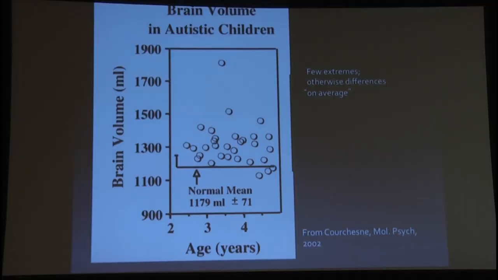Okay. This is a brain size picture from Eric Courchesne's group. This is the average size brain. This is the brain of a group of children with autism. So mostly they're close to average. There are a few outliers here. The brains are bigger, but how are they bigger? Why are they bigger?